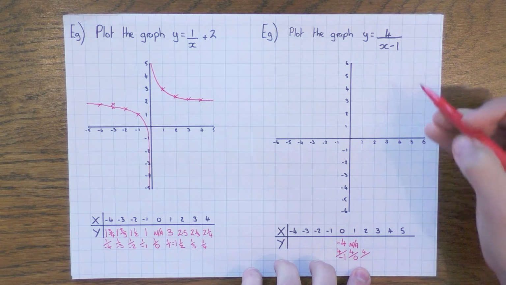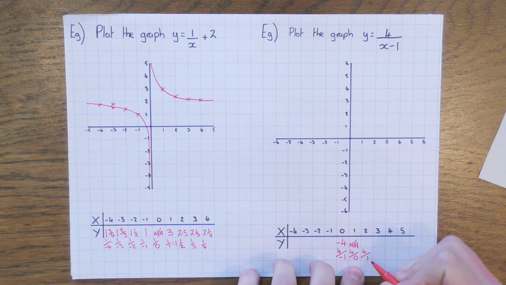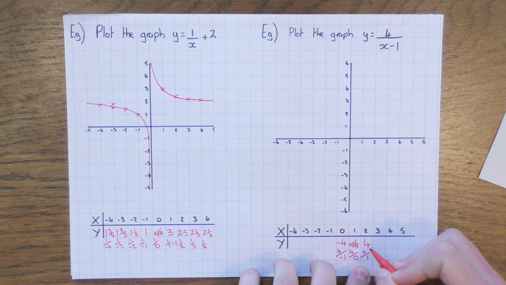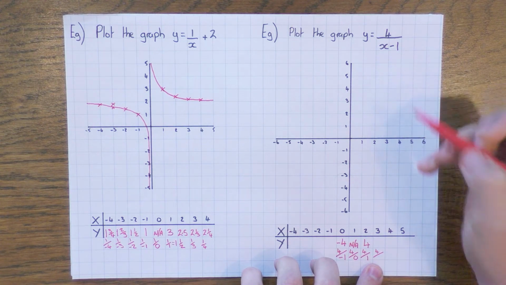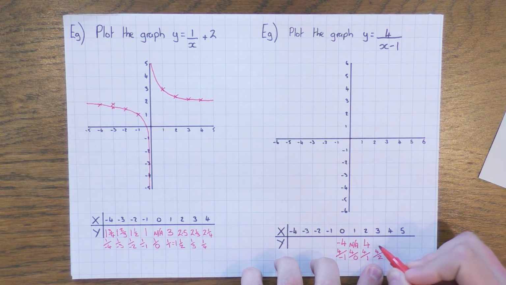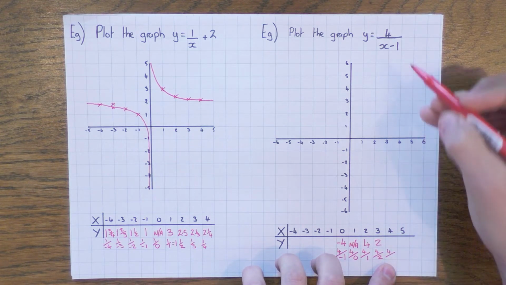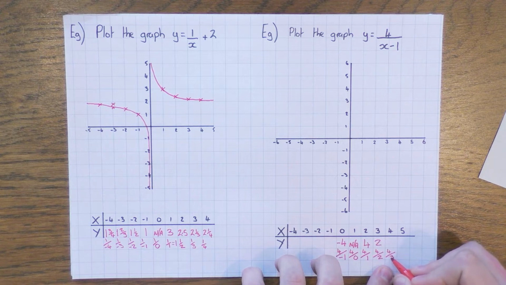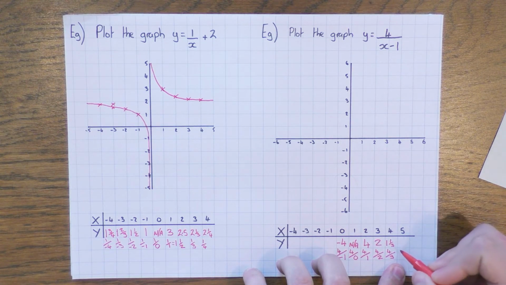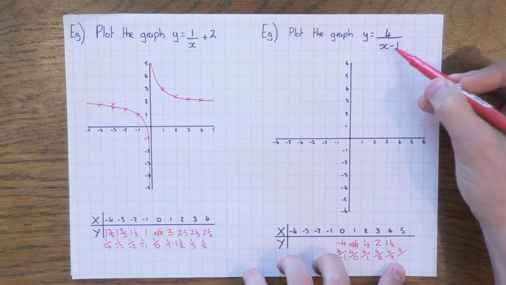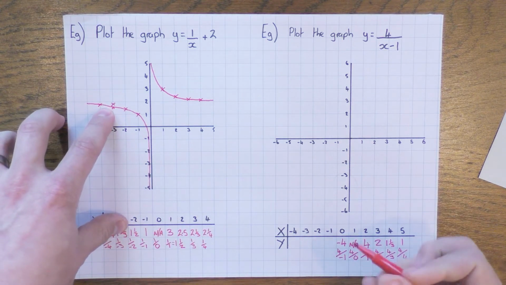Then I'm going to have 4 divided by, and then if x is 2, 2 take away 1 is 1, so that's just 4 divided by 1, which is 4. And then next one, when x is 3, 3 take away 1 is 2, so it's 4 divided by 2, which is 2. And then 4 divided by, if x is 4, take away 1 is 3, so that's 1 and 1/3. And then if x is 5, take away 1 is 4, so 4 divided by 4 is 1, so that works out quite nice.